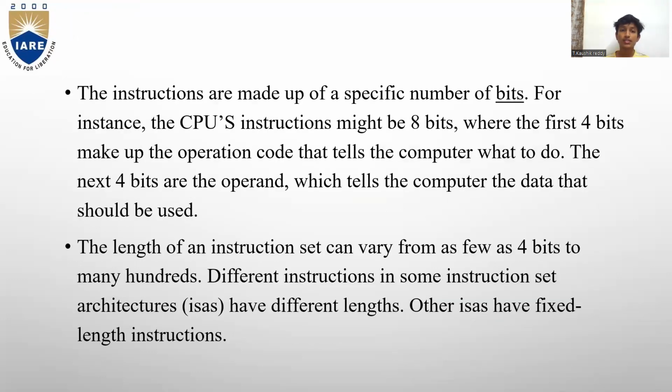Next, the instructions are made up of a specific number of bits. For instance, the CPU instructions might be 8 bits, where the first 4 bits make up the operation code that tells the computer what to do. The next 4 bits are the operand, which tells the computer the data that should be used. The length of an instruction set can vary from as few as 4 bits to many hundreds. Different instructions in some instruction set architectures, ISAs, have different lengths. Other ISAs have fixed length instructions.